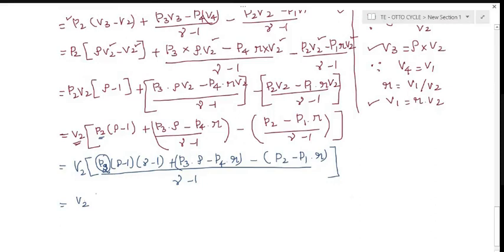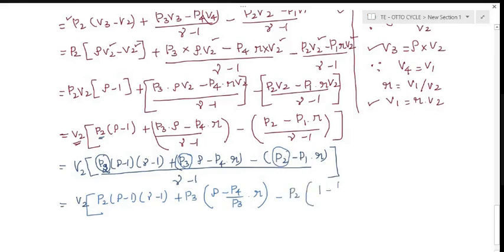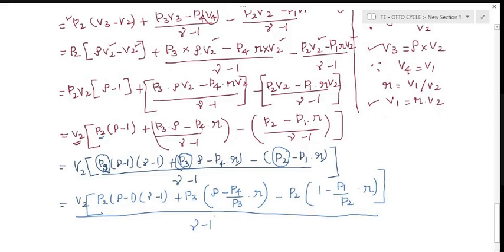So V2 into P2 into rho minus 1 into gamma minus 1, plus P3, taking P3 commonly outside, and the remaining term is rho minus P4 divided by P3 into R. Listen carefully here, P3 taken commonly outside, minus of, again taking P2 outside for the simplification, P2 into 1 minus P1 divided by P2 into R, whole divided by gamma minus 1.